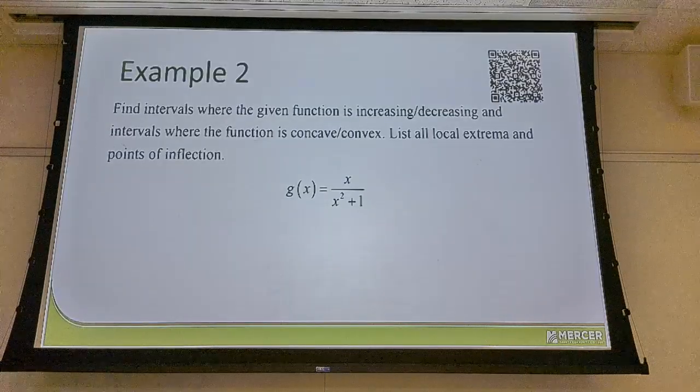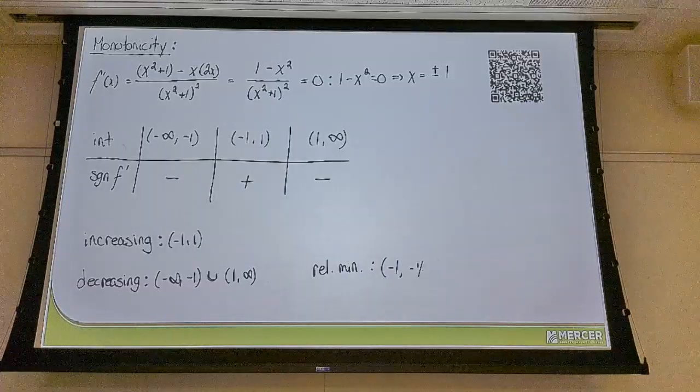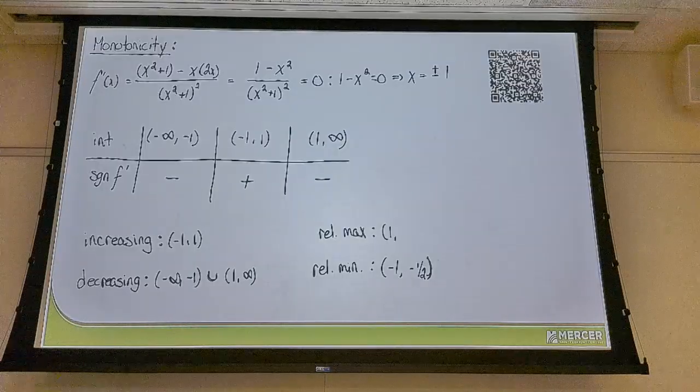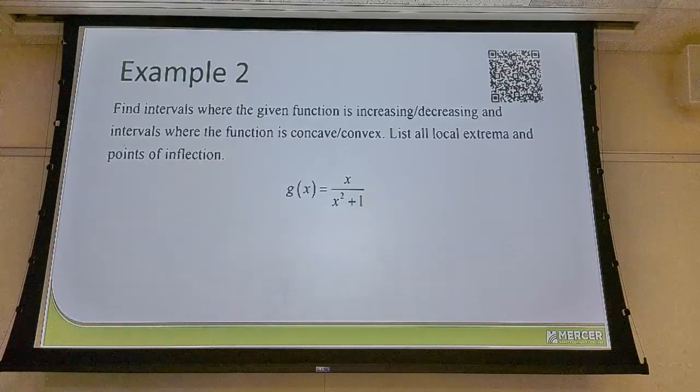What's g of negative 1? Negative half. What's the second sign change, from what to what? From positive to negative. Where does that occur? At 1. And yep, that is a max. Be careful, it's not technically a max, it's a relative max. What's g of 1? One half.